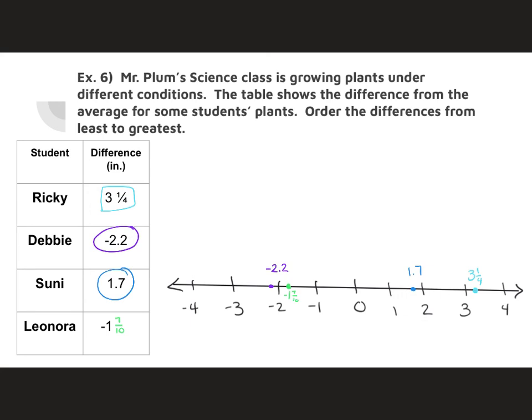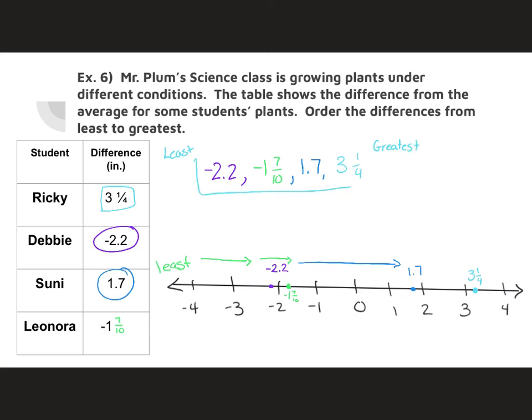All right, so it does say from least to greatest. So we're going to be going this way. The first one that I see is the negative 2.2. The next one on my list that I see down the road is this negative 1 and 7/10. The next number that is on my number line is that 1.7. And finally, the last one would be the 3 1/4. And this is from least to greatest. And that's it. Good luck on ordering rational numbers.